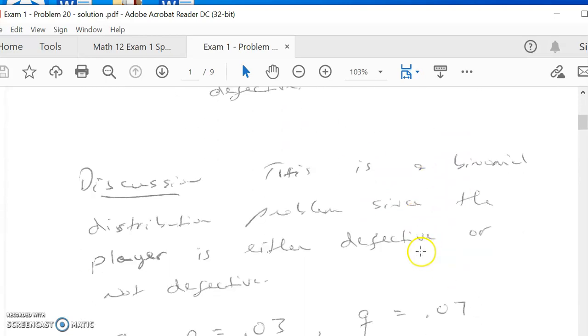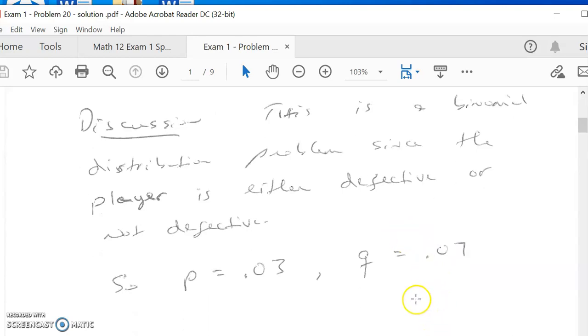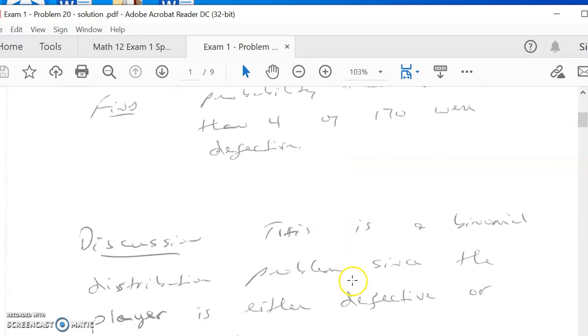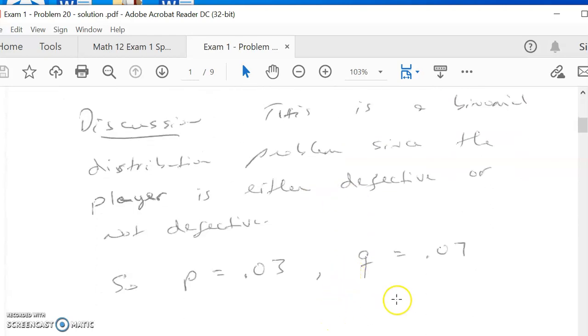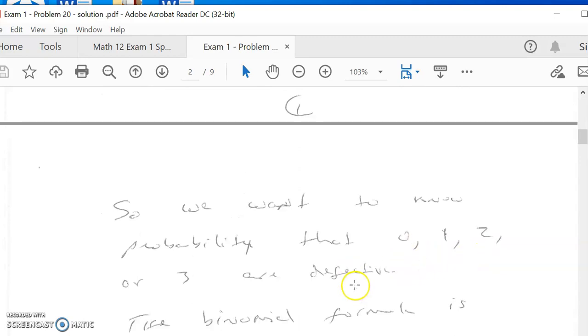So here's my discussion. This is a binomial distribution problem. Why? It's because the player is either defective or not defective. That's the key to this problem. You have to understand that this is binomial. Defective, not defective. So p, the probability of being defective, is 0.03. How do we know? It told us right here. That was our given. That's why you want to write this stuff down in this format, so you can find the information you need. q is the complement, where it's not defective. Well, that's 0.97. So it's a binomial distribution.